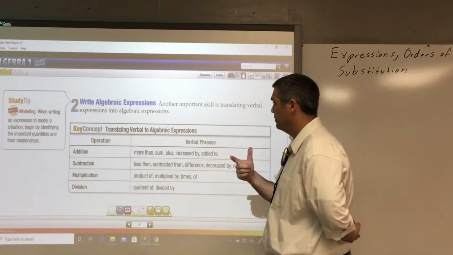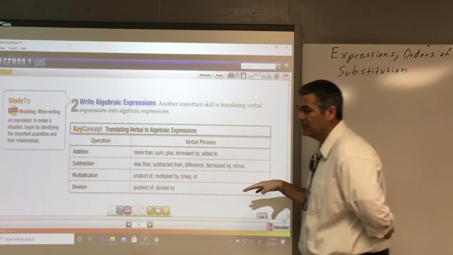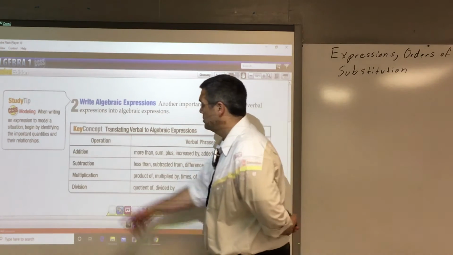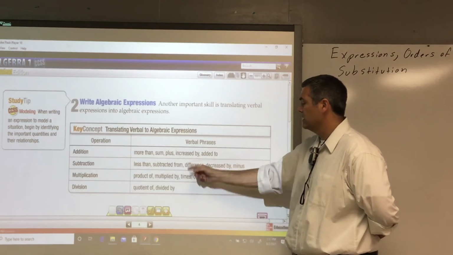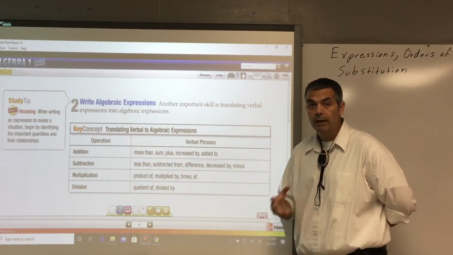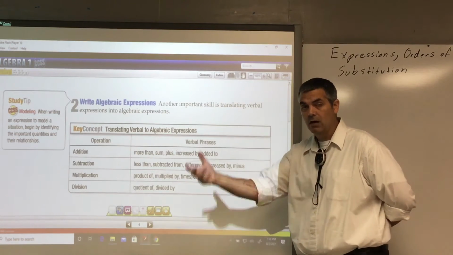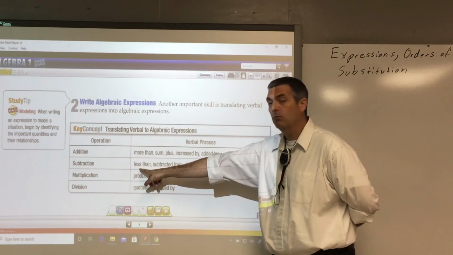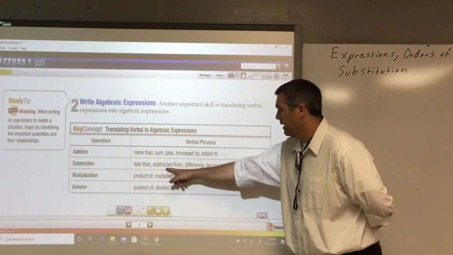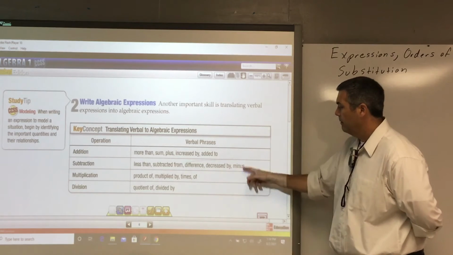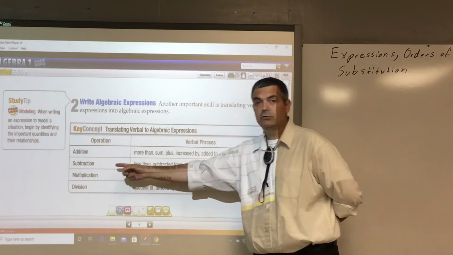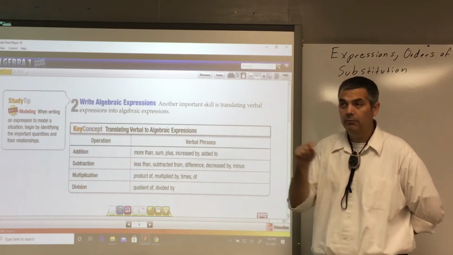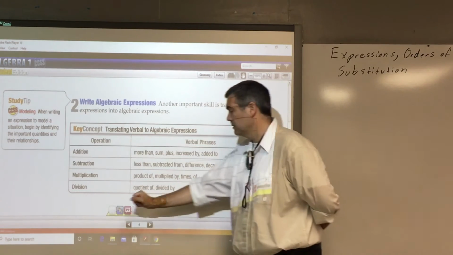That's a little bit more complicated. You got to be careful with it. What you're going to see are these different types of words. So what you have is, for addition: more than, sum, plus, increased by, added to. You need to recognize these as addition or sum. Okay? Subtraction: less than. This is the tricky one. Be careful with that one. Subtracted from, difference, decreased by, minus. Subtraction is the tricky one. You got to watch the wording on it, because one way you write it one way and another way you write it a different way. So we've got to watch that. And we'll talk about it here in a minute.